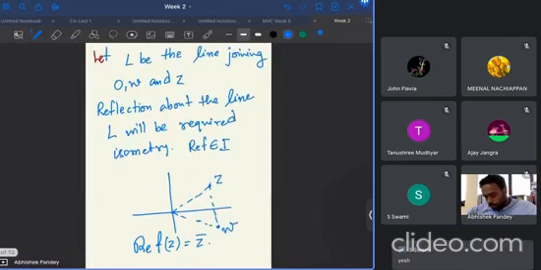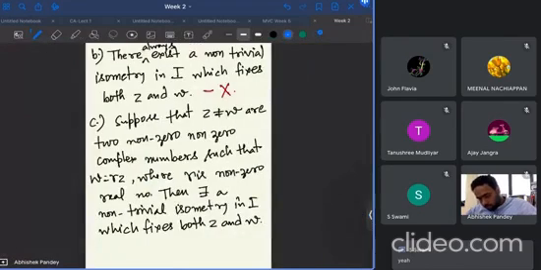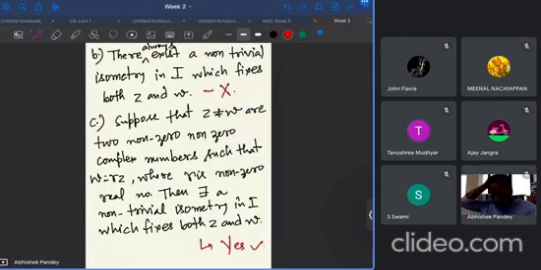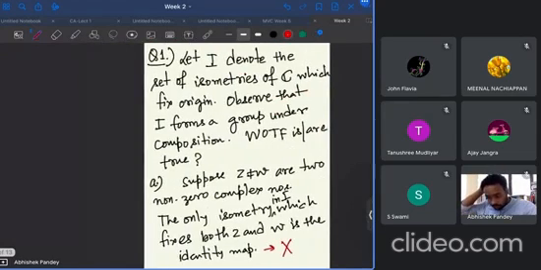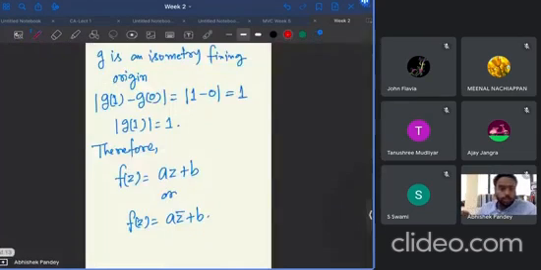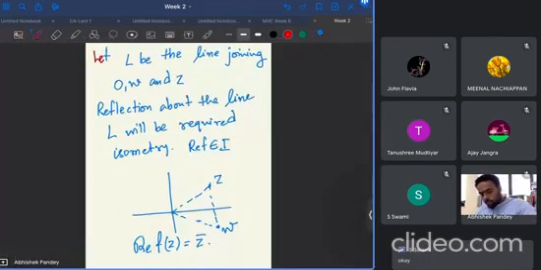So option C is correct. We have found the precise form. So the answer is yes. So this is about the isometries. This is also called the Euclidean isometries of the plane. Okay, so let us move towards the next topic.